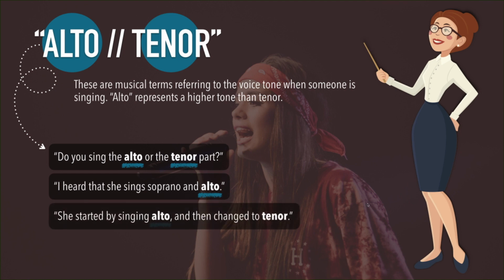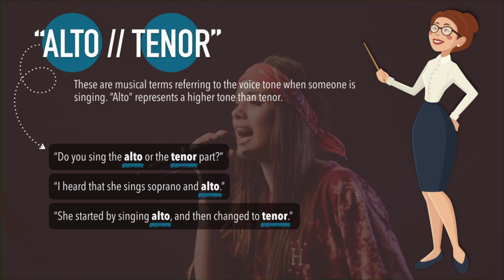And finally, she started by singing alto and then changed to tenor. So again, you see how we use these two words in sentences, all right? So let's move on to the next expression we have.